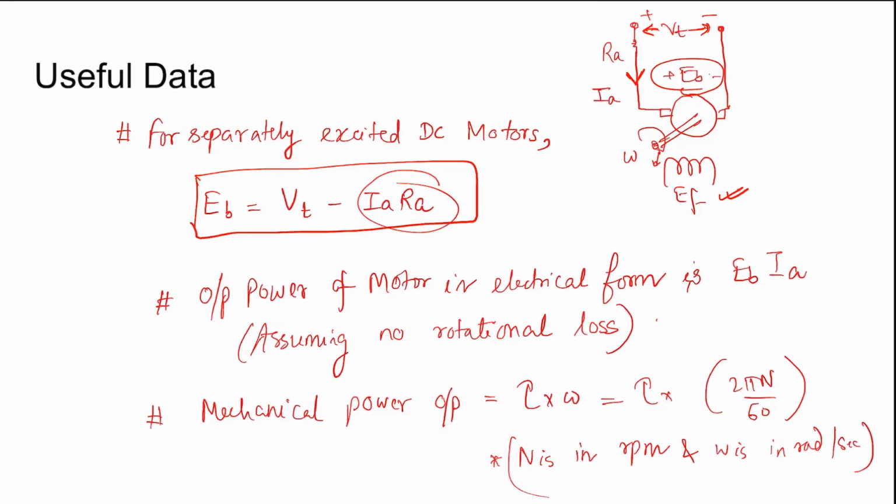And if we assume no rotational losses, then Eb into Ia is the input electric power to the motor in electrical terms, and the output mechanical power is tau into omega, which is tau into 2 pi n by 60, where n is the rotational speed in rpm and omega is in radians per second. The effective electrical input to the motor is Eb into Ia, and tau into omega is the mechanical output. Both can be equal if there are no rotational losses, which is the ideal case assumption.